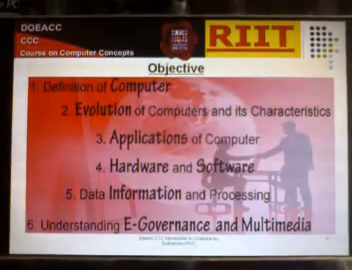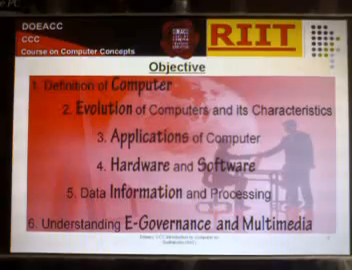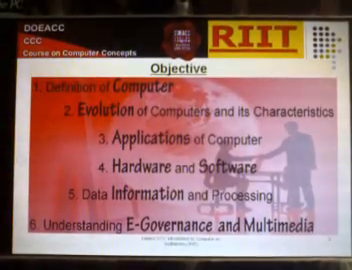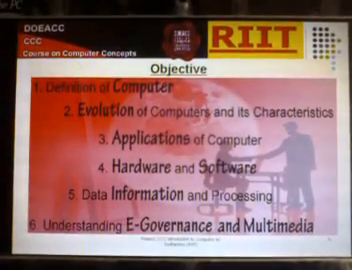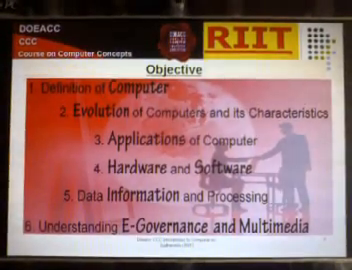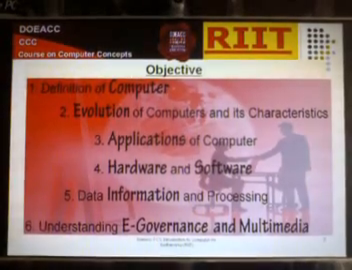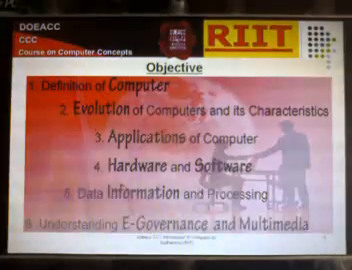We will learn about this unit: definition of computer, evolution of computer and its characteristics, application of computers, hardware and software, data, information and processing, understanding e-governance and multimedia.